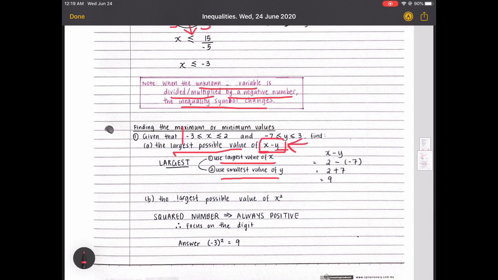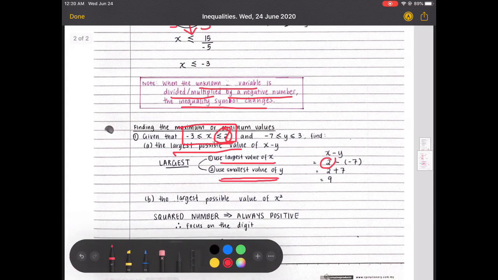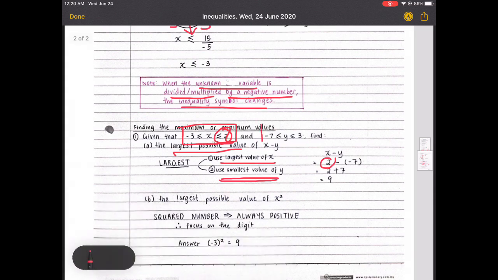So look at this range. What is the largest value of x? So the largest value of x will be 2. So I'm going to put 2 into the equation. And then use the smallest value of y. So you look at the range of y here. What is the smallest value of y? It will be -7. So you sub in -7 into the equation. Then you do the equation normally and you will get the largest possible value of x minus y.